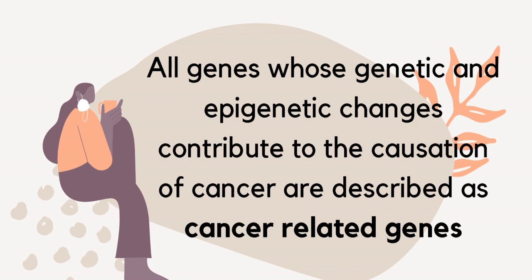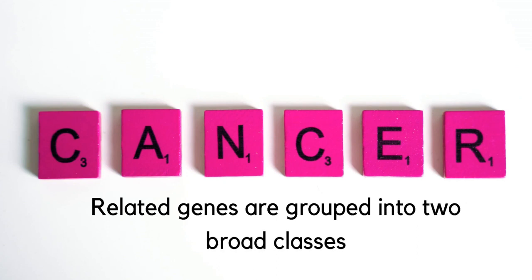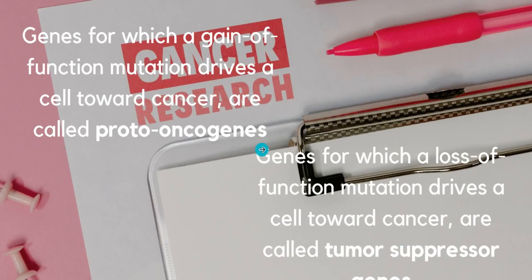Now we will talk about the molecular basis of cancer. That means at the gene level, all genes whose genetic and epigenetic changes contribute to the causation of cancer are described as cancer-related genes or cancer-critical genes. These cancer-related genes are mainly classified into two broad groups. One is called proto-oncogenes and another is called tumor suppressor genes. Genes for which a gain of function mutation drives a cell toward cancer are called proto-oncogenes. That means in the case of proto-oncogenes, a gain of function mutation happens. But genes for which a loss of function mutation drives a cell towards cancer are called tumor suppressor genes.